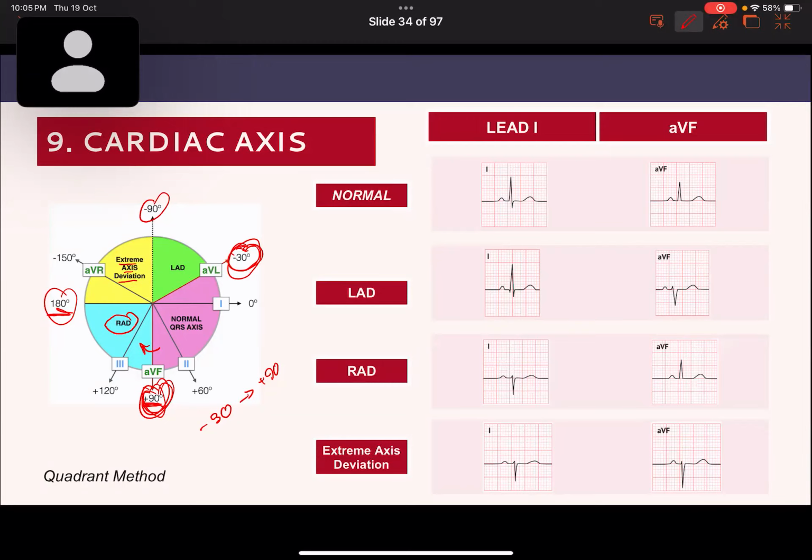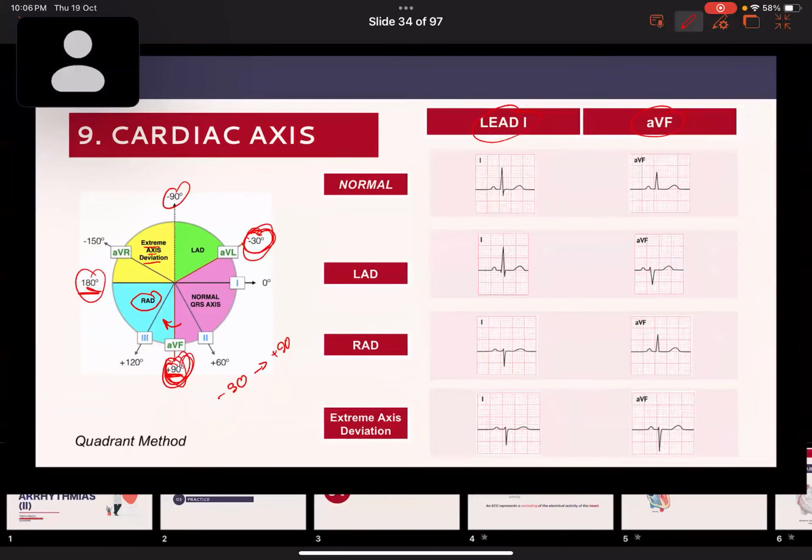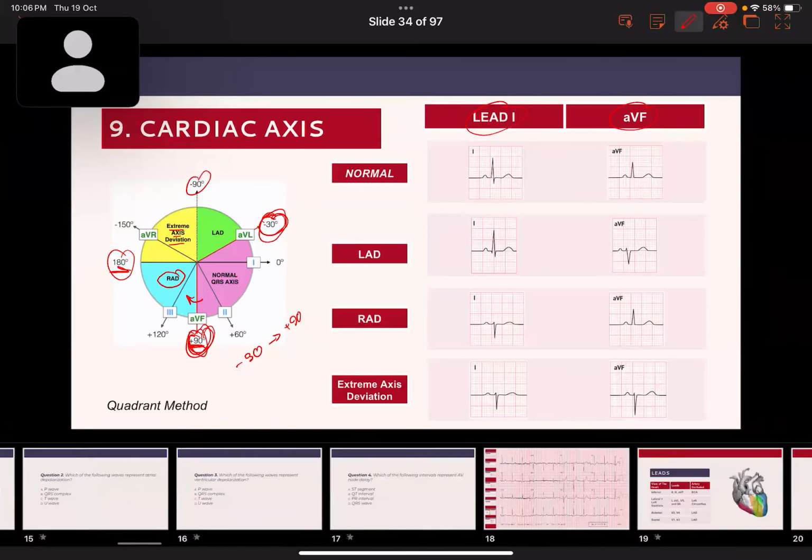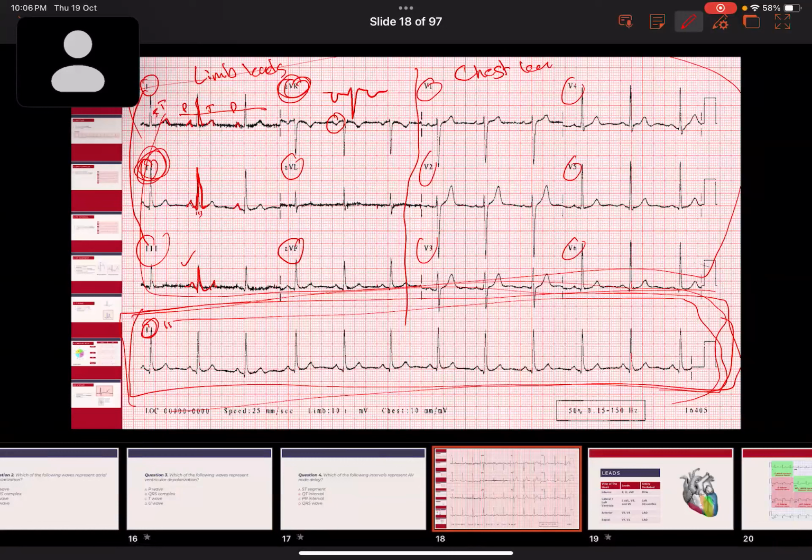So we said there are three main ways. We're only going to talk about the quadrant method and the net zero lead method. The quadrant method is fairly an easy way to do it. And the way you can do it is looking at two parts of the ECG paper. The first one is going to be your lead one, and the second part is going to be your AVF. If we go back to the ECG paper that I showed you a while ago, we're going to look at lead one and AVF.